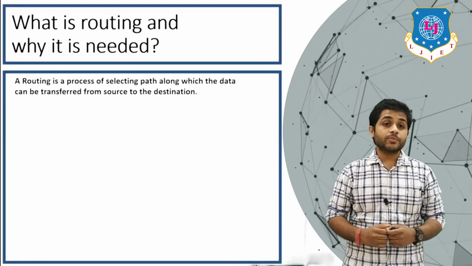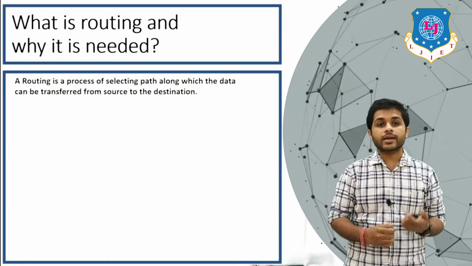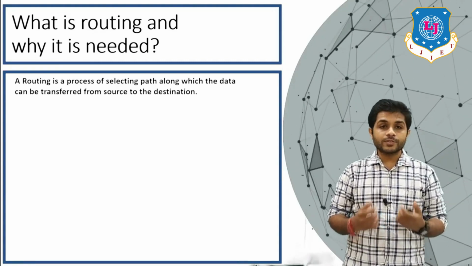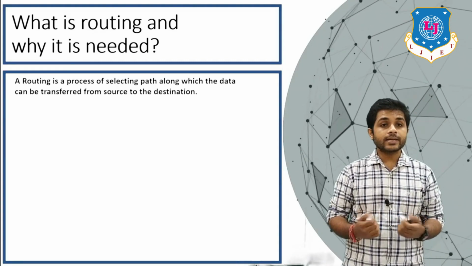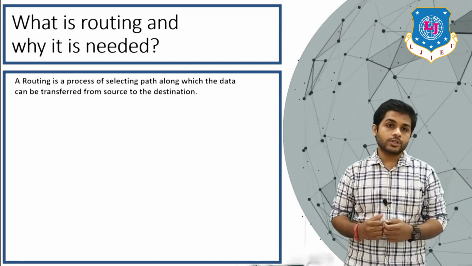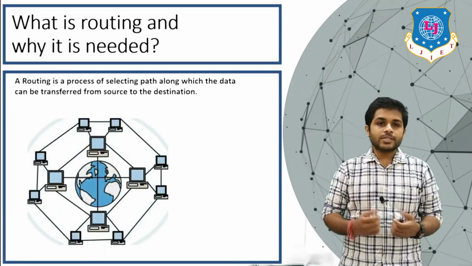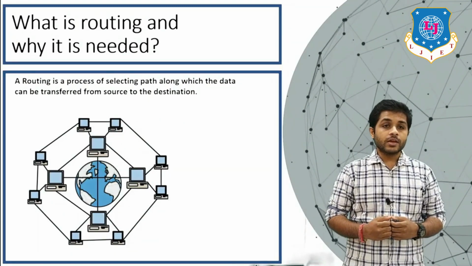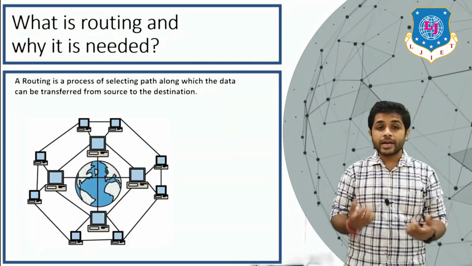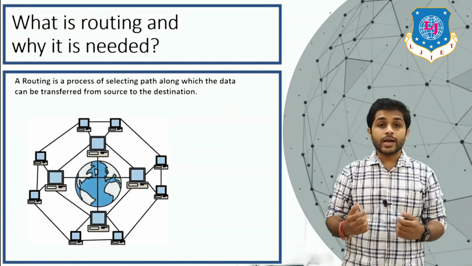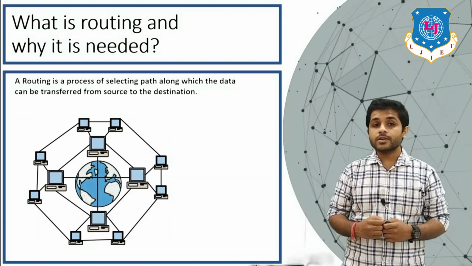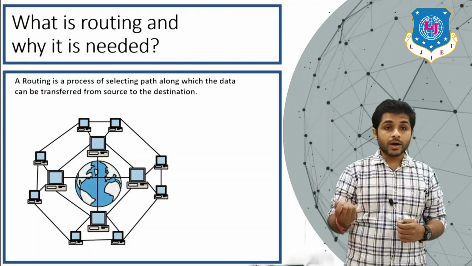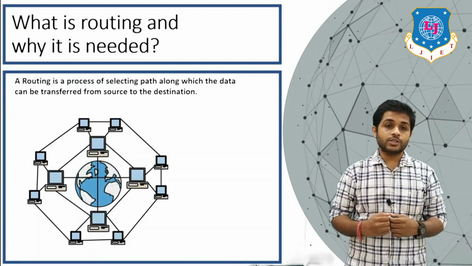So the first question that I will ask you is, what is routing and why is it needed? By definition, routing is the process of selecting a path along which data can be transferred from source to destination. Suppose you want to send a message to your friend who is sitting far away from you. Now there are many devices and many networks present between you and your friend. So it is the responsibility of the network layer to forward the message using the best path so that the data can reach the destination.